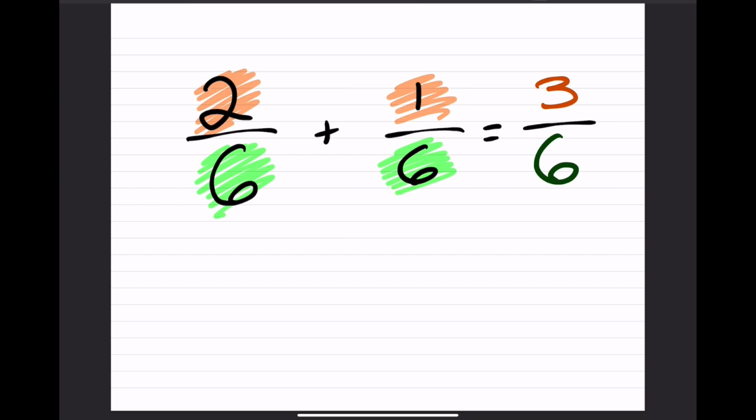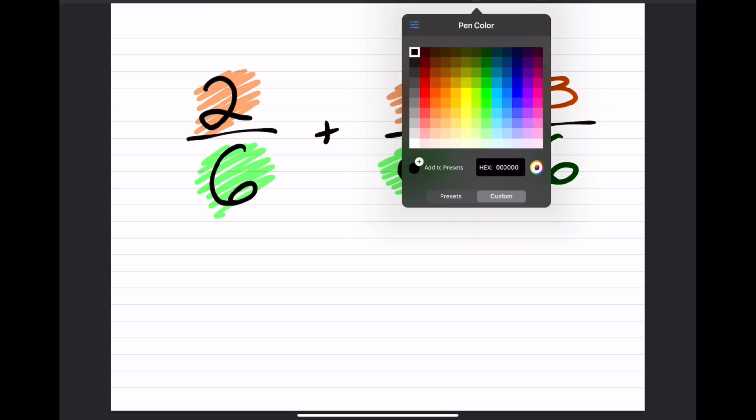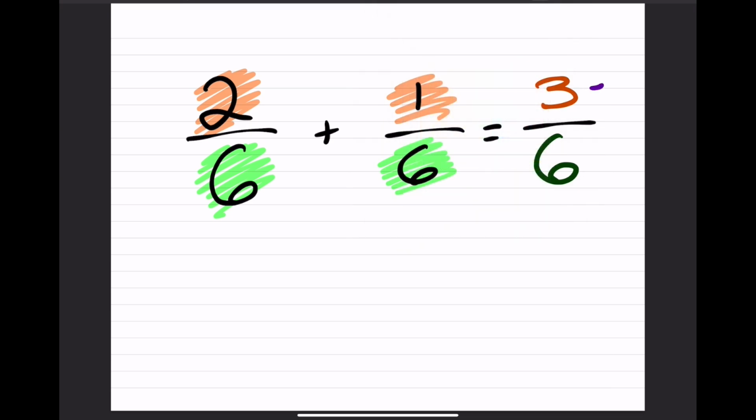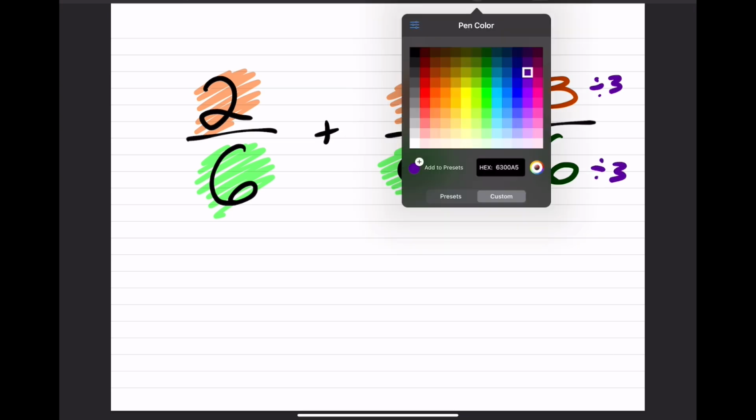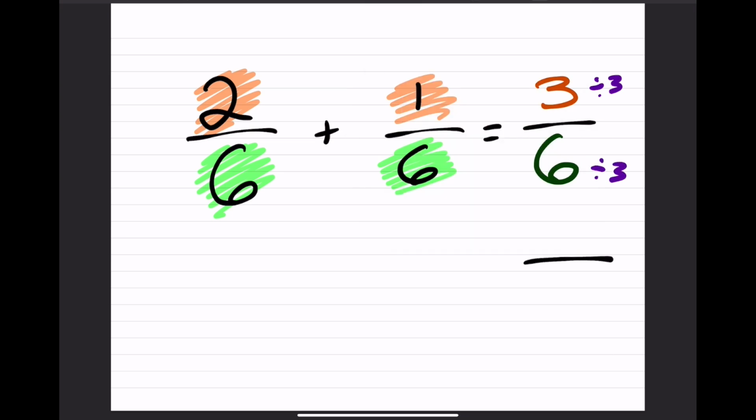3 over 6 can be simplified. So 3 and 6 are both multiples of 3. So what I'm going to do is divide both numbers by 3 to get my new fraction. Well, 3 divided by 3 gives me 1, and 6 divided by 3 gives me 2, so my answer is 1/2. Okay, so when the denominators are like, we keep the denominator, we add the numerators, and then if possible, we simplify.